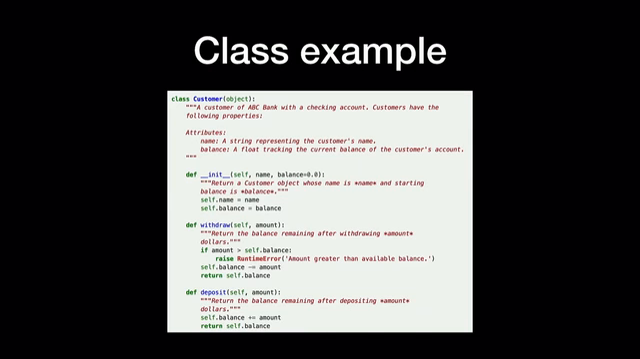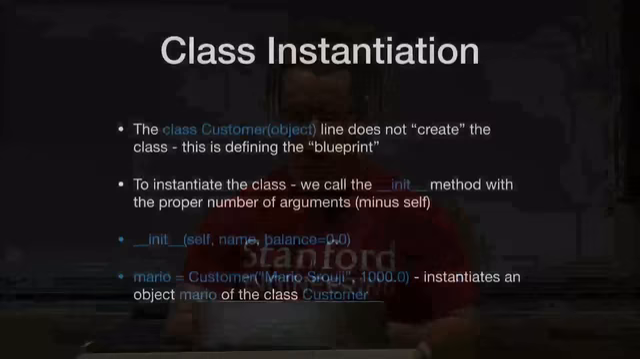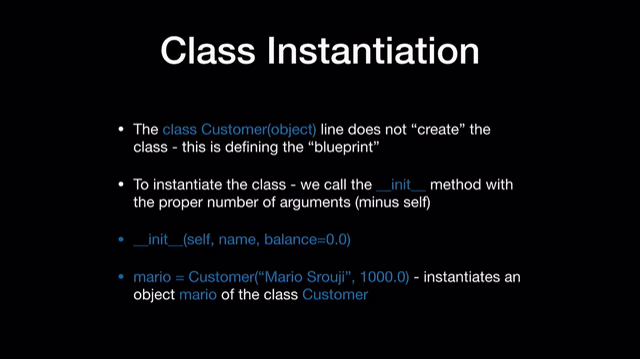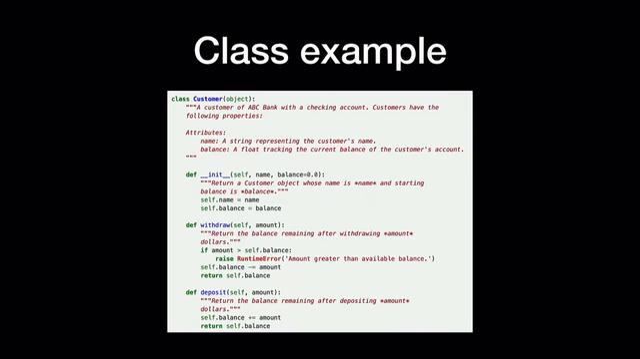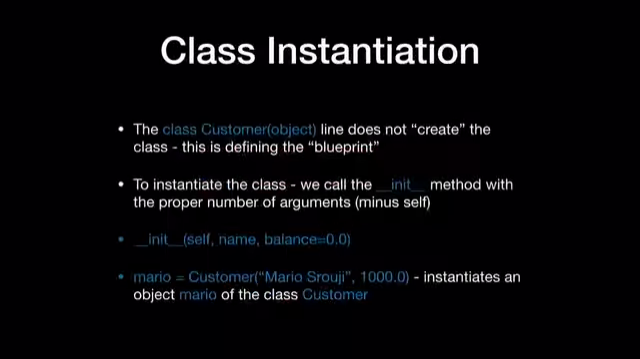First of all, just because we've written this code does not mean we've instantiated the class. What we've just done is lay out the blueprint for the class. This is our class definition. So again, this does not actually create the class. To actually instantiate the class, we have to call the init method, which I will talk about more in a little bit. And when you call the init method, you have to give all of the arguments that the init method takes except self.